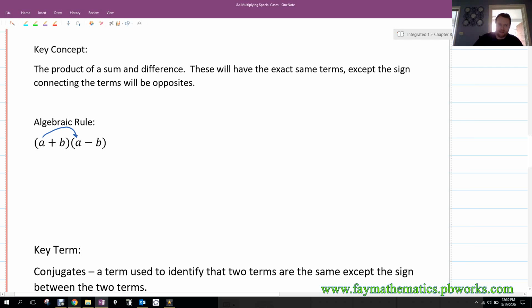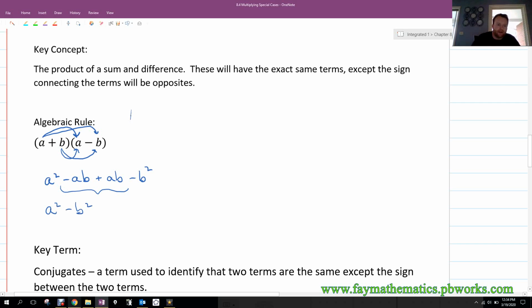If I go a times a, that gives you a squared. A times negative b gives me negative ab. That's first times first, and outside times outside. Now I'll go inside times inside, so that's a positive ba, but I can rewrite it as ab. And then last times last will be negative b squared. What do you recognize about those two things? They should be opposites, and opposites go to 0. So you're left with a squared plus 0 minus b squared.